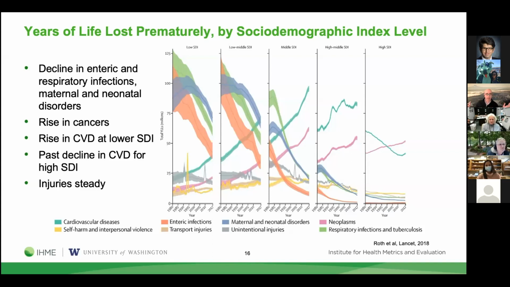And you can see a couple things. You can see this huge decline in enteric and respiratory infections, maternal and neonatal disorders, especially in the poorest locations in the world, especially in low SDI locations. These are almost all countries in sub-Saharan Africa, I'll just tell you. You can see the contribution of violent events. So this yellow spike here is the Rwandan genocide, and it gives you a sense of the impact of these socio-political events, wars, natural disasters, these gray spikes here.